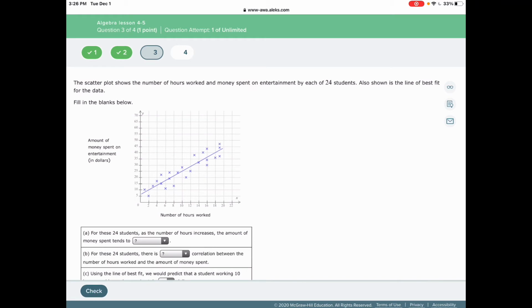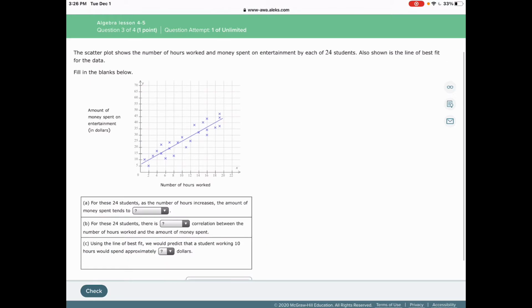All right, the scatter plot shows the number of hours worked and money spent on entertainment for each of 24 students. Seems to be a theme in this one. Also shown is the line of best fit for the data. Okay, so they've already drawn the line in. We're just going to answer some questions.